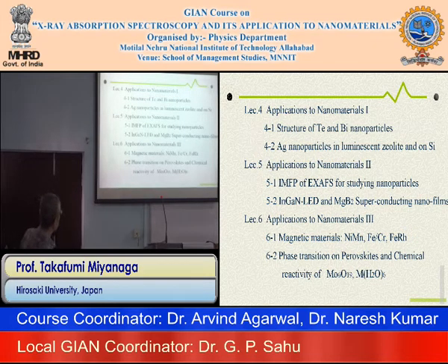And in lecture 5, I introduced the electron mean free path in the X-ray. The electron mean free path is the distance electrons move inside the particles. It has a relation with the plasma excitation energies, and this effect makes the X-ray signal reduced.